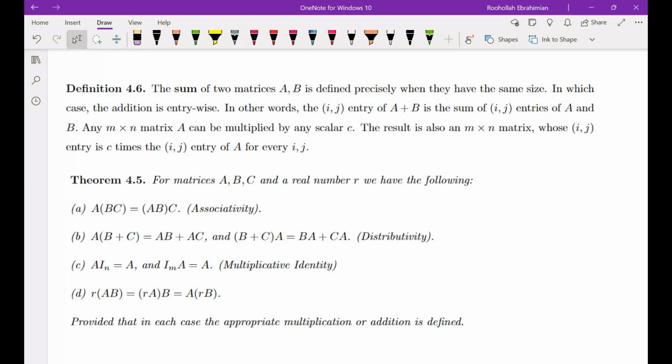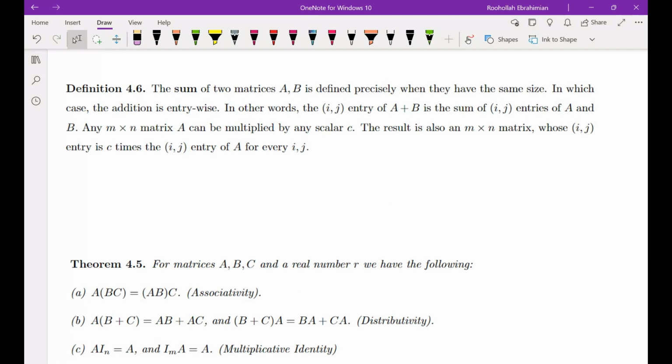Okay, so we talked about how to multiply matrices. Now we can also talk about addition of matrices. That would be an easier task. To add two matrices, you simply add entry-wise. So the sum of two matrices A and B is defined precisely when they have the same size. If they don't have the same size, then the sum cannot be defined.